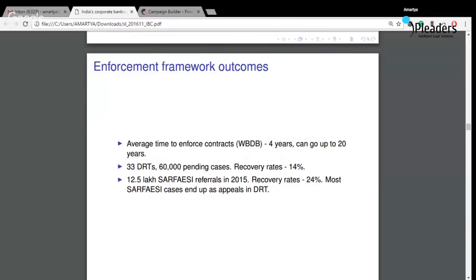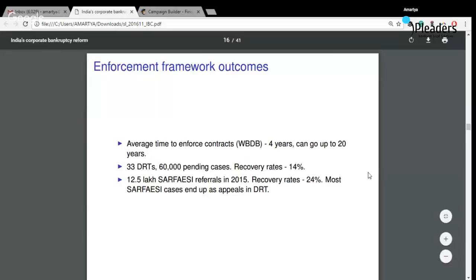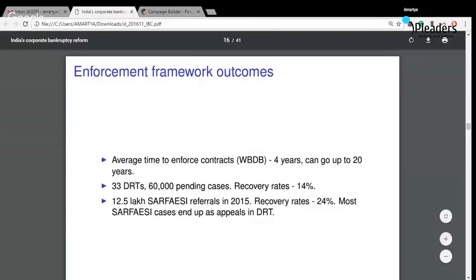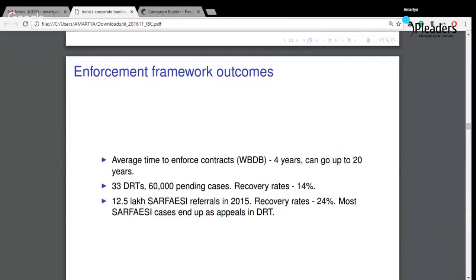SARFAESI referrals have been as high as 12.5 lakh in 2015. Despite that, recovery rates are as low as 24% because the majority of these cases are either not being dealt with because DRTs are overburdened, or because the cases are ending up as appeals in the DRT. So the whole purpose that SARFAESI would enable secured creditors like banks to recover their dues, that entire notion has essentially failed because SARFAESI outcomes have not been very good.